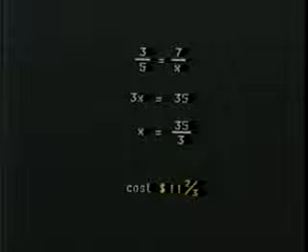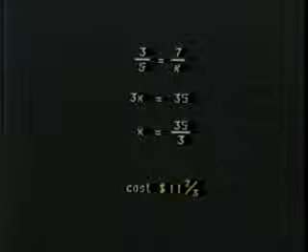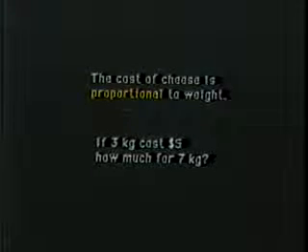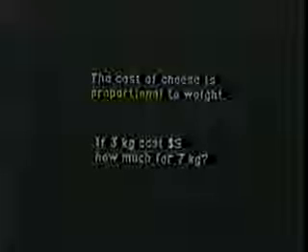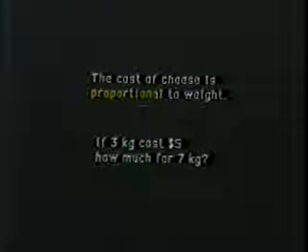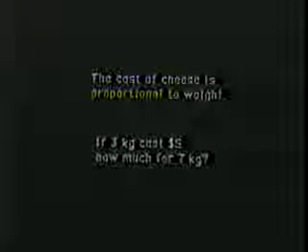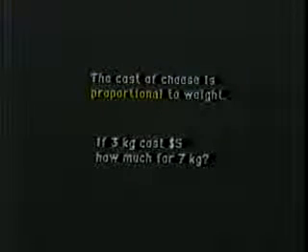Which tells me that I can buy 7 kilograms of the same cheese for $11.67. That's a good way of solving this problem, finding this price for this much of this cheese, but it doesn't give me the big picture, the whole relationship between product and price. For that, we need a new way of looking at the problem, like this.